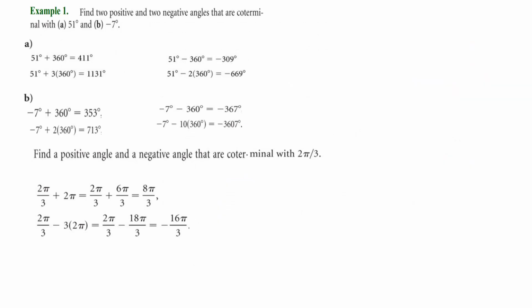Okay, first we talk about the positive and negative angles that are coterminal with 51 degrees, and the second question, minus 7 degrees. We need to find two positive and two negative. Coterminal means the terminal sides of the angles must be the same. So if you have 51 degrees, it's approximately like this. This is 51 degrees, and for coterminal, the terminal side of another angle must be the same.